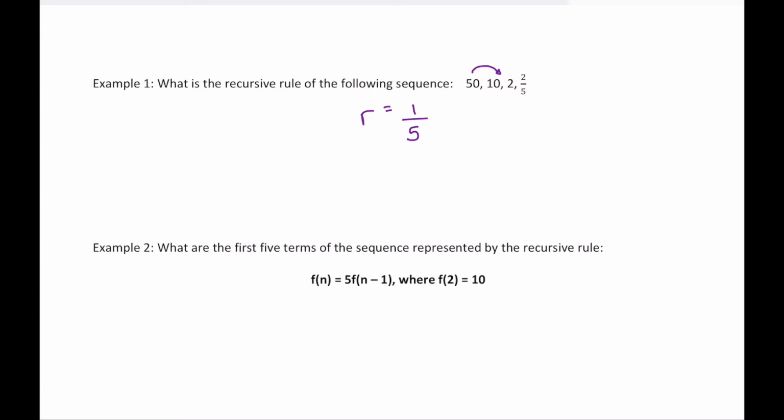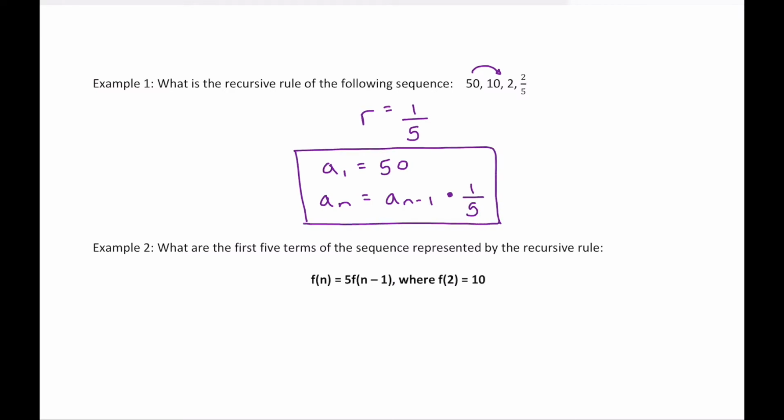If you want to know what the recursive rule is, you indicate what is the value of the first term, and the value of the first term was 50. And then to find the value of the nth term, you'll take the term that comes before it and multiply by 1/5. That's your recursive rule. I find the next number by multiplying by 1/5, and I start from 50.